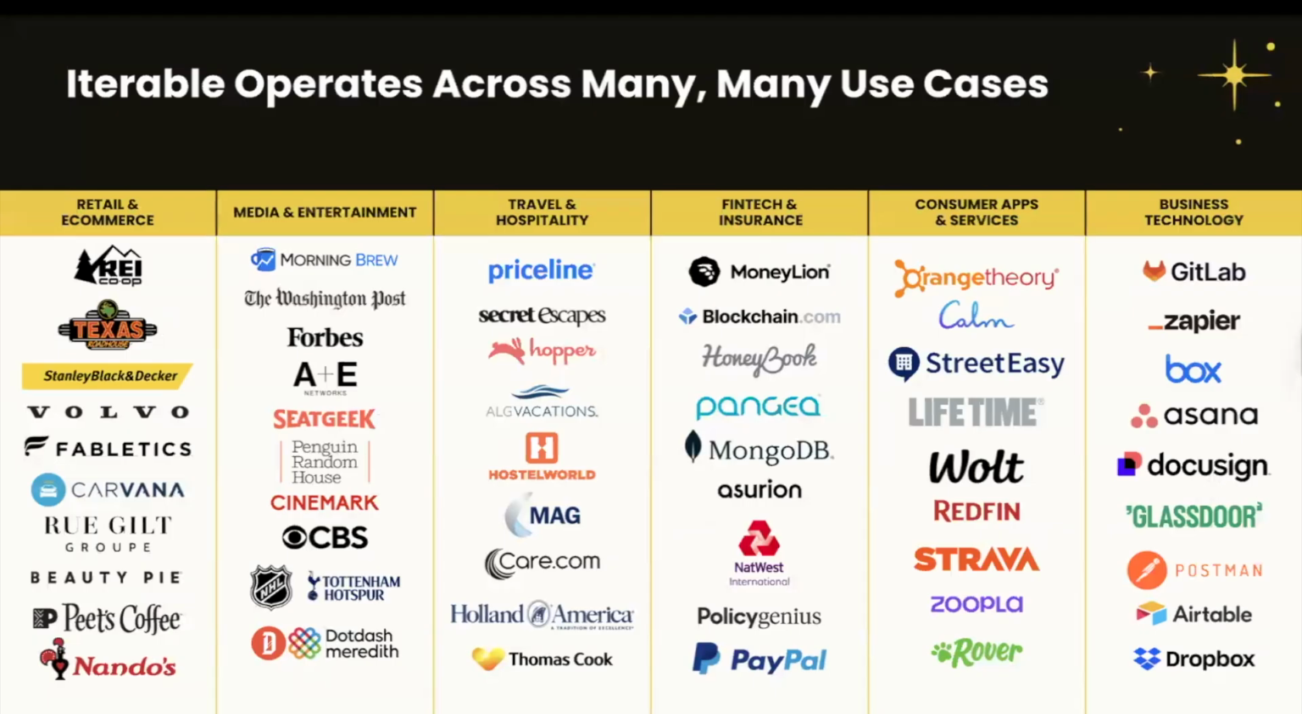Okay, so Iterable operates across many, many use cases. These are just a few examples in the different verticals of the companies that are Iterable customers. We obviously aren't going to read each logo out loud, but just to give you some idea that there isn't really a single specific area or even size of company that Iterable is in. We have very small companies that send a few thousand messages a week to enormous enterprise customers that send hundreds of millions of messages a week, and it very much scales accordingly for them depending on each individual's brand and their needs. Next slide, please.